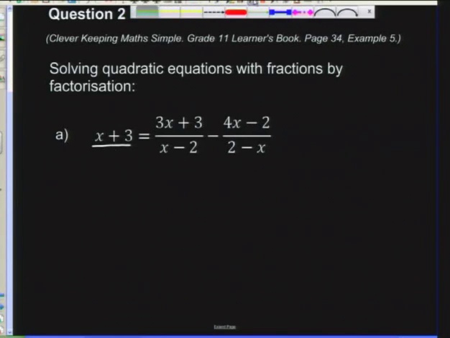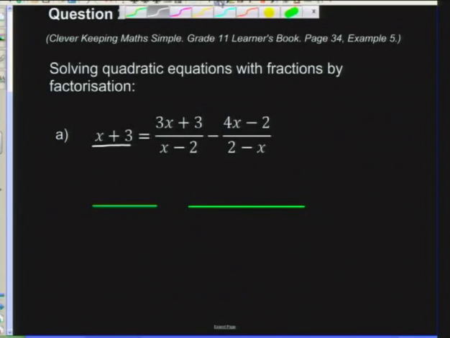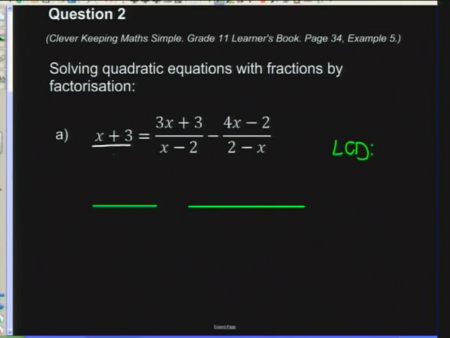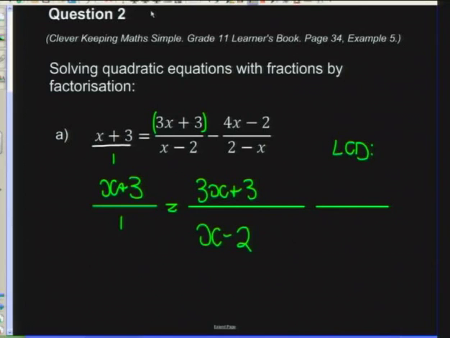Okay, let's give ourselves a nice straight line. So I've got my left-hand side and my right-hand side. And my LCD is going to be, we're not going to get there just yet, in fact. Let's put that over 1, and I've got my x plus 3. And I've got my equals, and I've got my x minus 2, and my numerator of 3x plus 3 is not going to change. Okay. Now, I'm going to change 2 minus x to x minus 2.